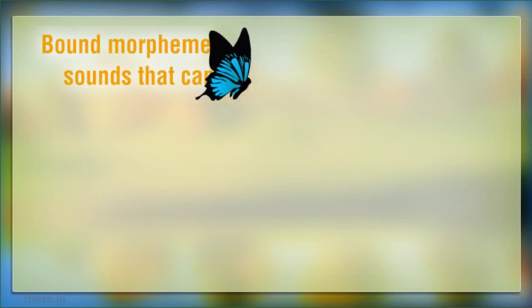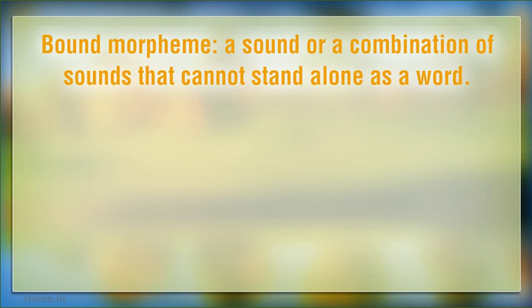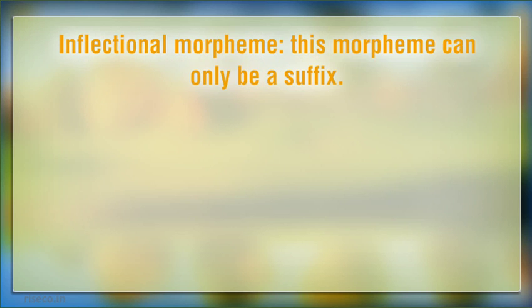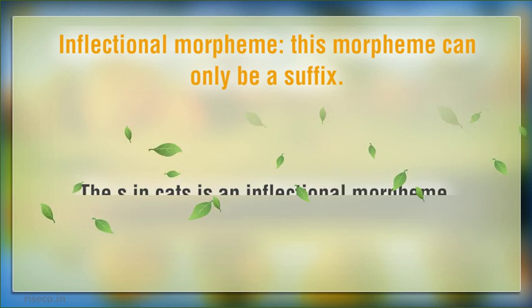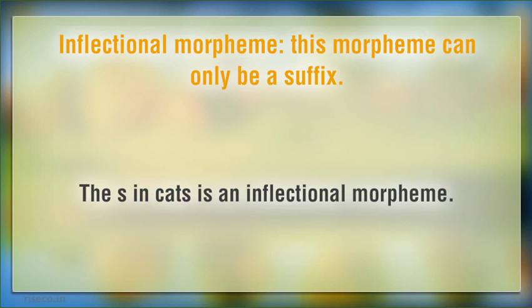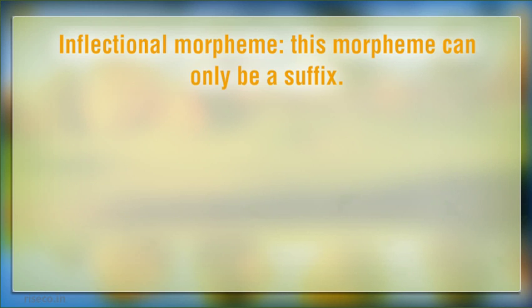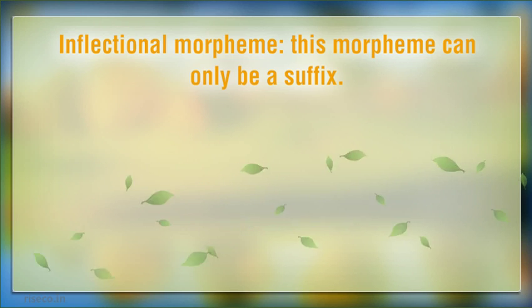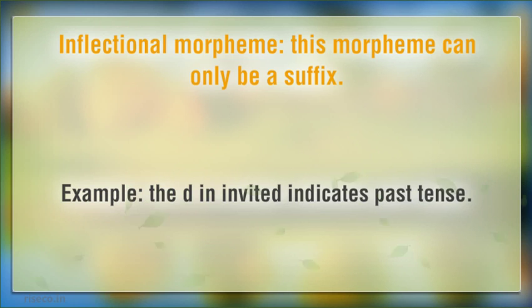Bound morpheme, a sound or a combination of sounds that cannot stand alone as a word. The s in cats is a bound morpheme, and it does not have any meaning without the free morpheme cat. Inflectional morpheme, this morpheme can only be a suffix. The s in cats is an inflectional morpheme. An inflectional morpheme creates a change in the function of the word. Example, the d in invited indicates past tense.